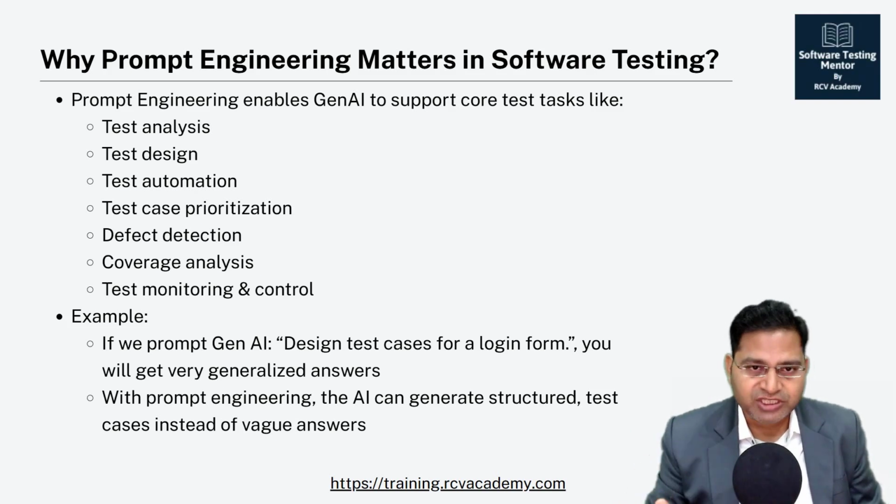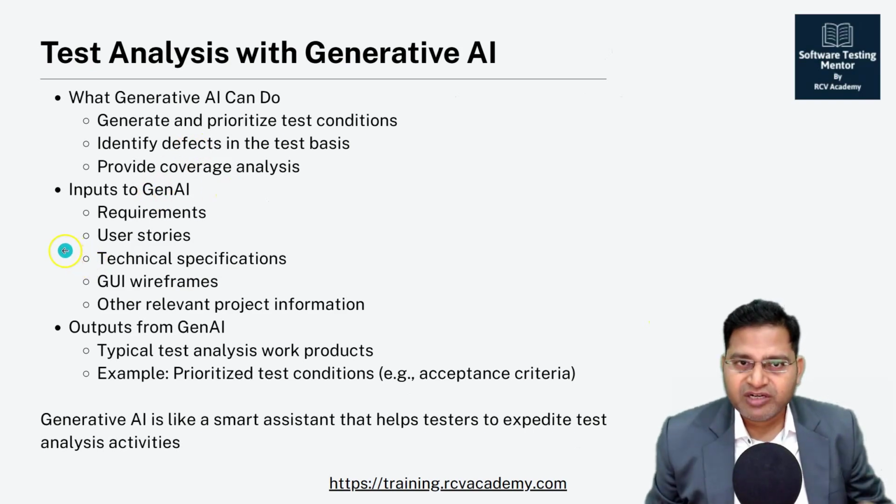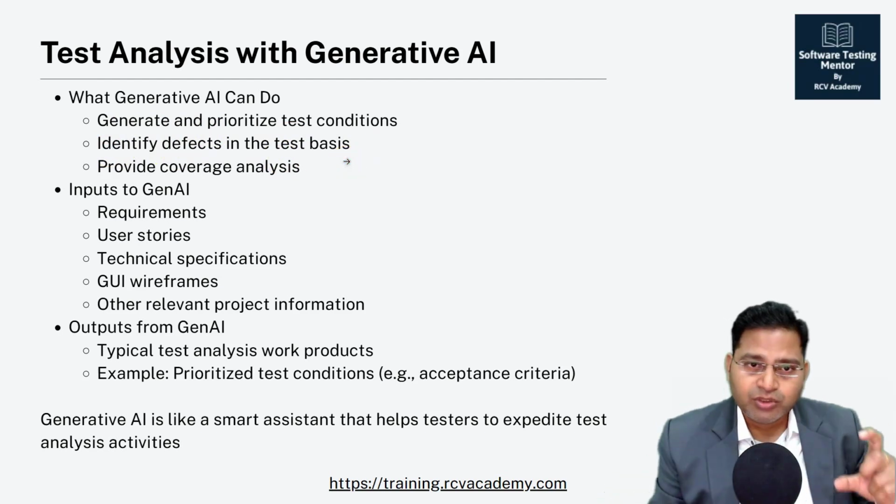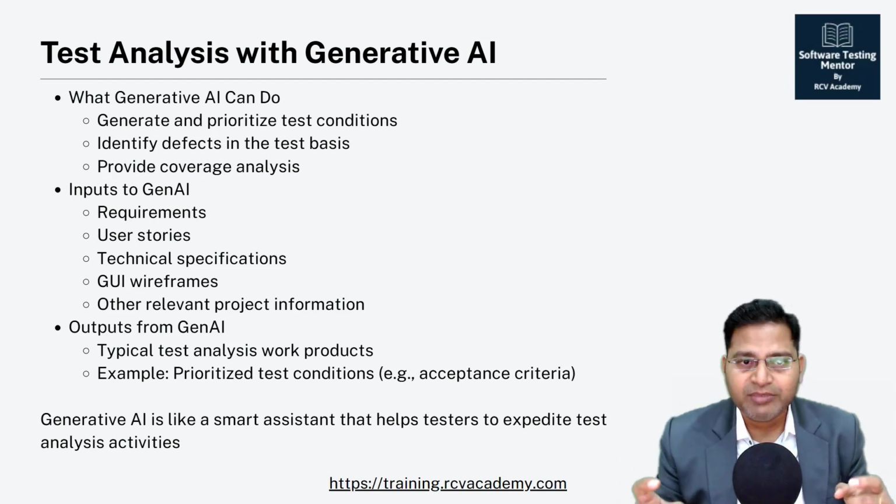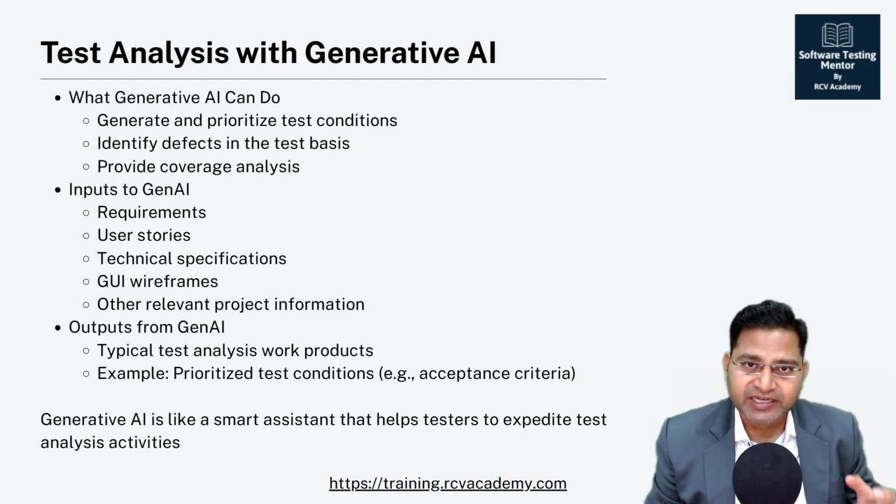That's the reason prompt engineering is the first and foremost skill as part of generative AI that you need to learn. Now, let's talk about the areas wherein generative AI can help, starting with test analysis. With GenAI, you can do test analysis. For example, if you have the requirements, you can generate and prioritize test conditions against those requirements. It can identify defects in the test basis, in the requirements and user stories. You can input those user stories, write a good prompt, and ask about the analysis and whether there are any gaps in the requirements. GenAI will be able to help identify any defects in those requirements.